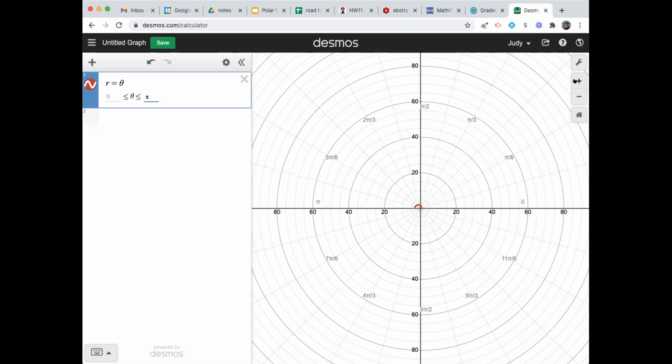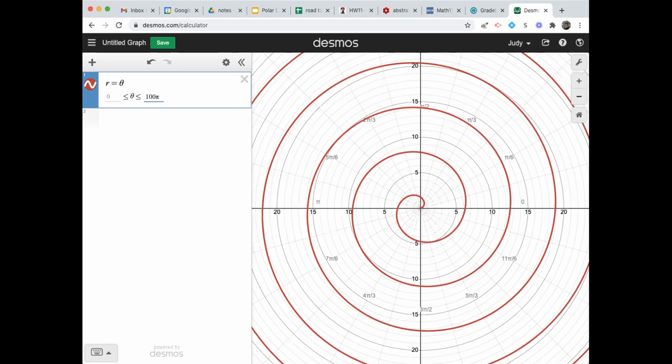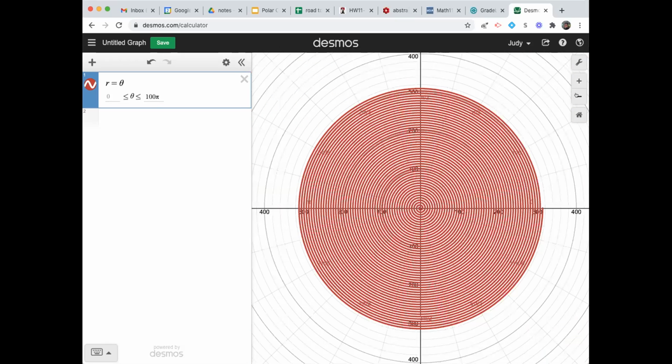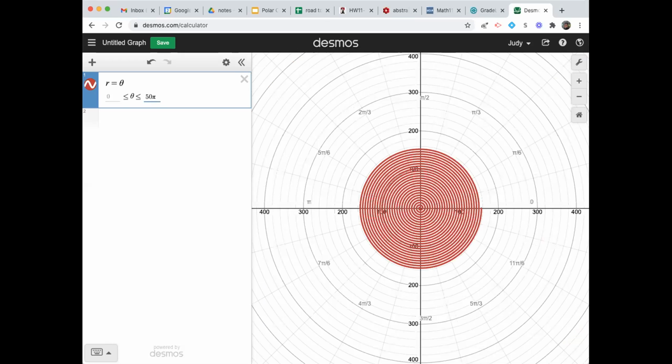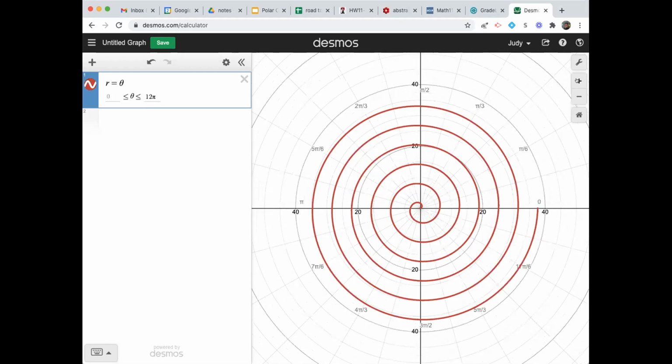Yeah, if we only go to pi, it's only going to do a little tiny part of the spiral. But if you do like 100 pi, or if you do 50 pi, well, 50 pi. You could get something a little bit more, right? Any ideas on how you could make the spiral go in the other direction?